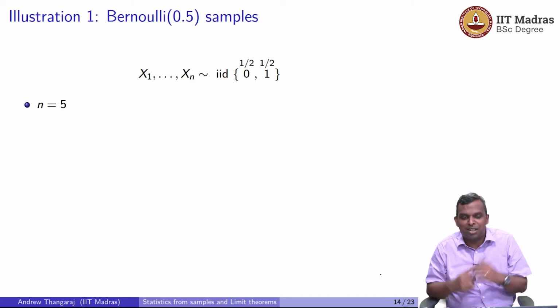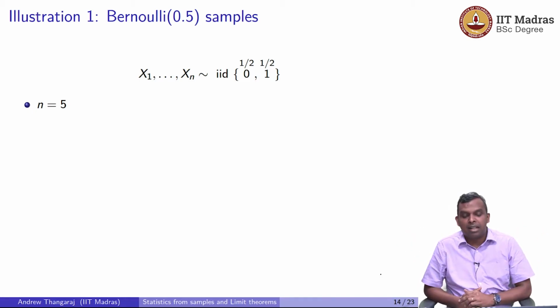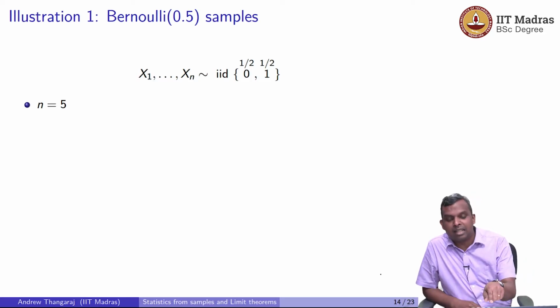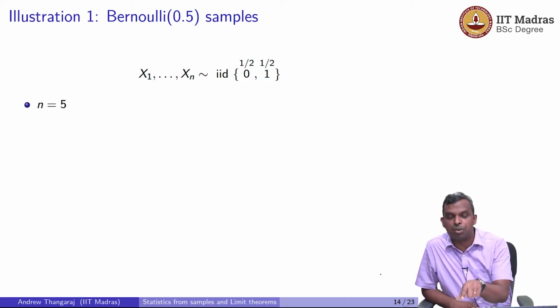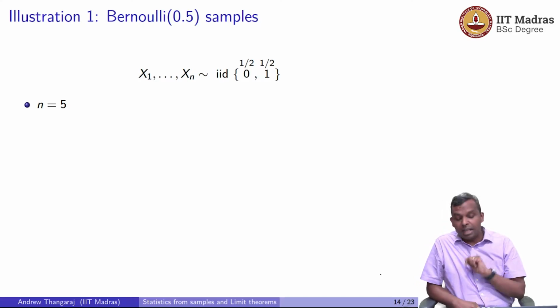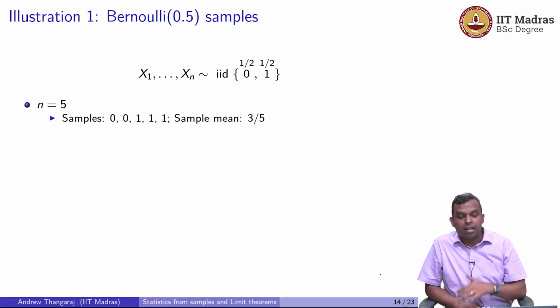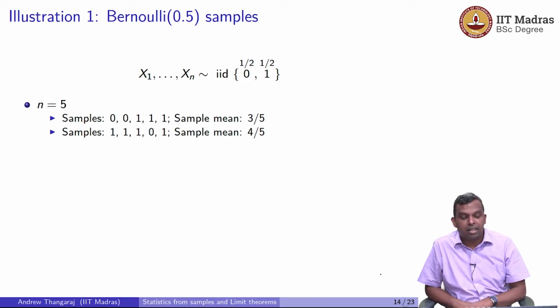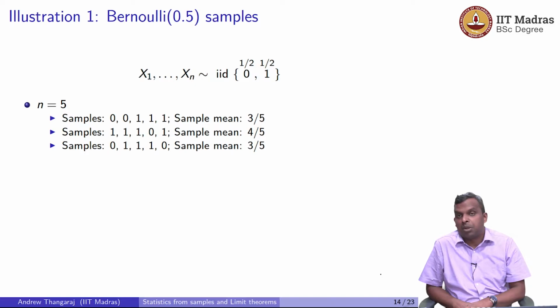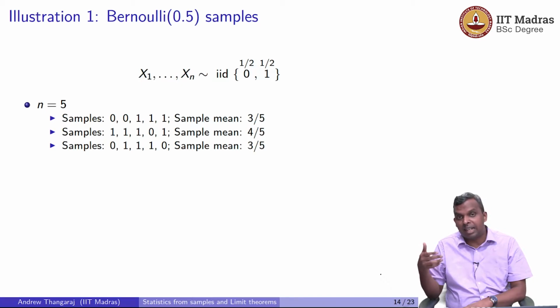So let's see some illustrations. Bernoulli 0.5 samples. I'm going to change n. Here x1 to xn is IID according to this distribution: 0 with half, 1 with half. If n is 5, if you're looking at just 5 samples, here is one possibility: 0, 0, 1, 1, 1, and your sample mean works out as 3 by 5. Here's another possibility: 1, 1, 1, 0, 1, sample mean 4 by 5. 0, 1, 1, 1, 0, sample mean 3 by 5. So you see how the sample mean takes different values when the samplings give you different samples. The underlying distribution is always the same, but you get different samples and different sample means.